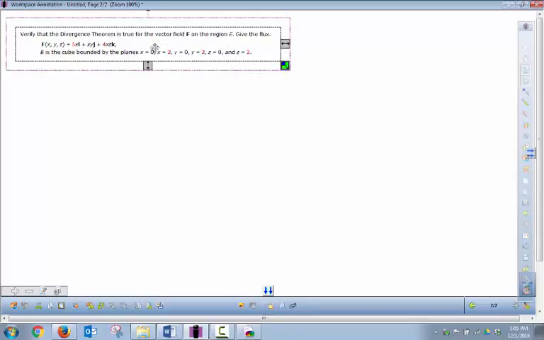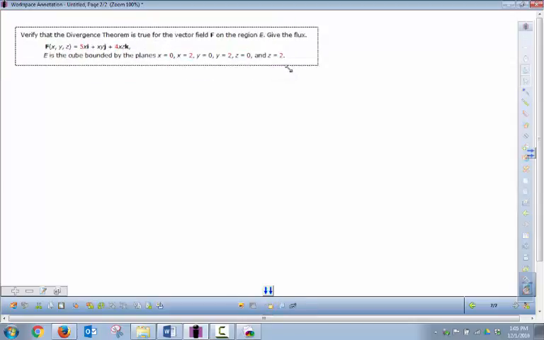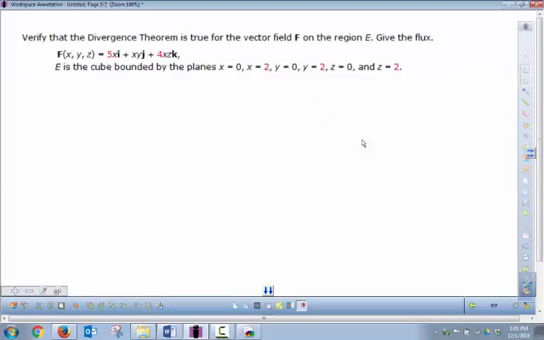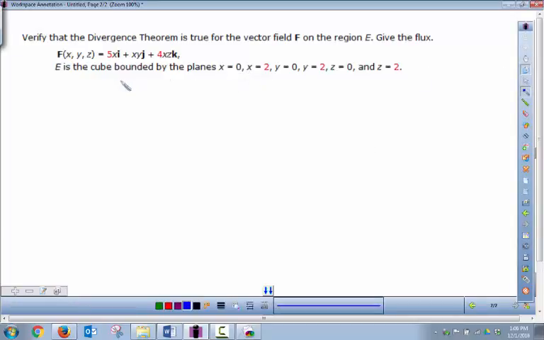So verify that the divergence theorem is true for the vector field 5x, xy, 4xz, and then the cube bounded by the planes x equals 0, x equals 2, and so on. So let's first do the flux integral side of things. We have the surfaces that would enclose your solid. There should be 6 surfaces. I'm not liking this already, but let's do it anyways.